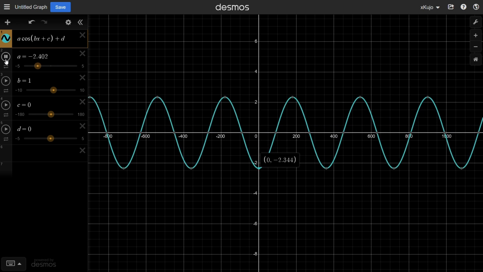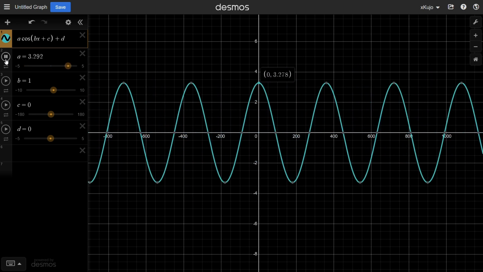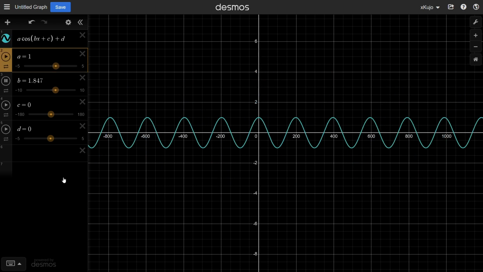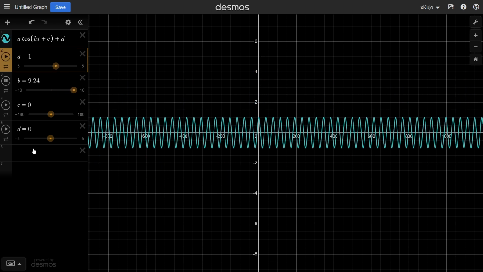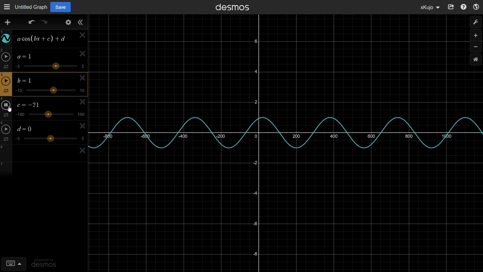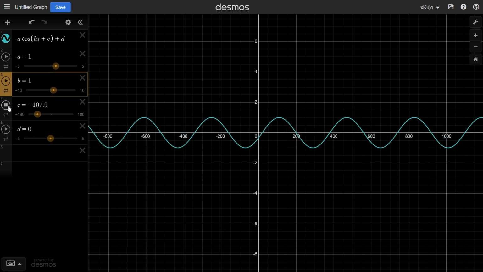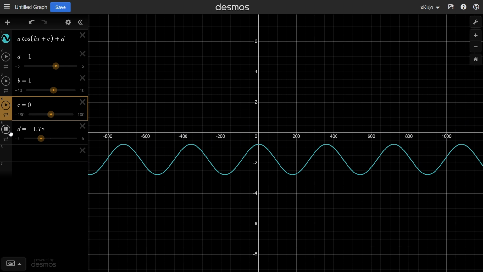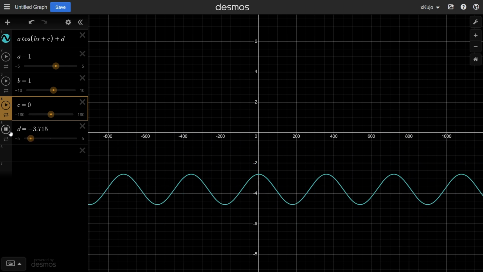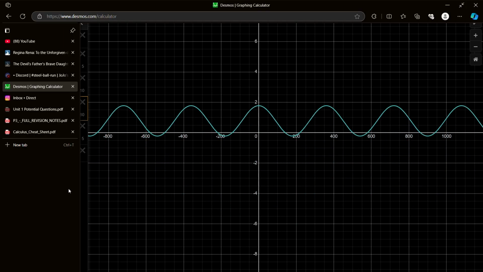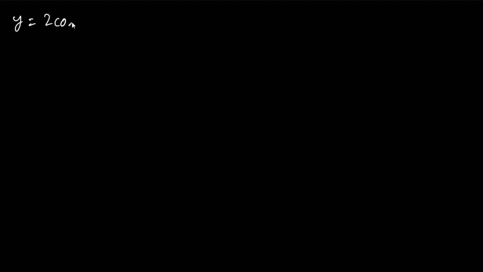Let's see how we will deal with a cos curve transformation. As you can see from here, changing the values of a, b, c, and d has the same effect as it did on the sine curve. Changing a changes the amplitude, changing b changes the period, changing c shifts the curve left or right, while changing d shifts the curve up or down. Let's do an example. y is equal to 2 cos(2x minus 30).